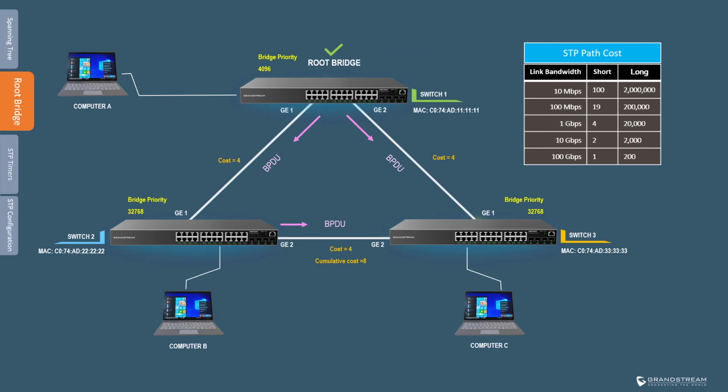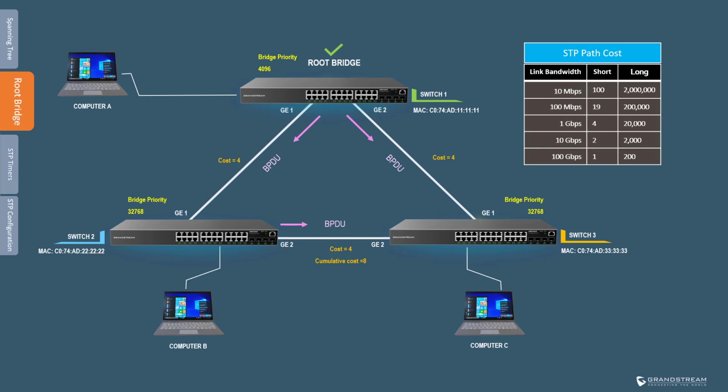Switches use the concept of STP path cost to determine the best path to use to reach the root bridge. The root path cost is the cumulative cost of all links to the root bridge. The cost is determined by the link bandwidth. The higher the bandwidth, the lower the cost, and the more likely the link will be used to forward traffic.